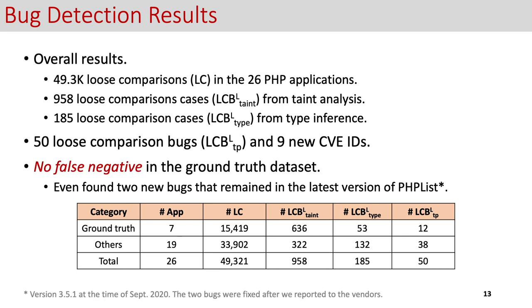In terms of the evaluation on the ground truth dataset, we find that we do not have any false negatives. And interestingly, we even find 2 new bugs in an old version of an application, and these 2 bugs have been fixed after our reports.